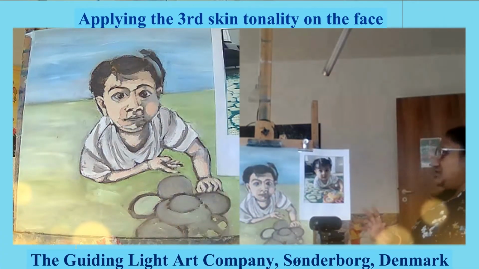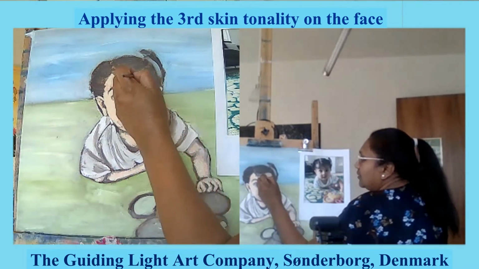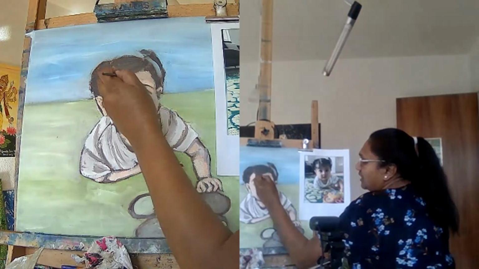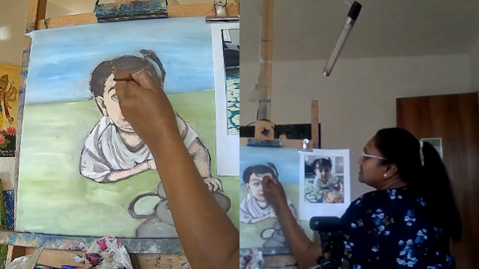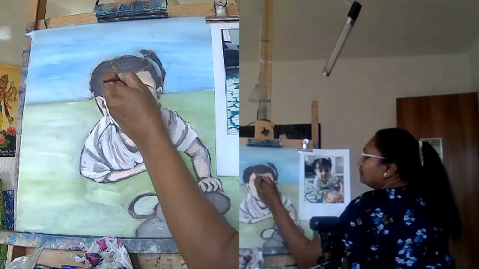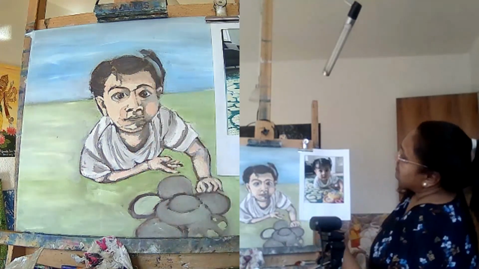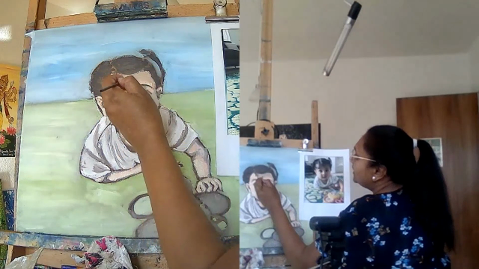So I have essentially made only 3 tonalities for now, and maybe I will rework on them when I go into further details. But for now, I think it is starting to give me some essence of the shades that I have in the subject. Yeah. And remember, I also try to blend them.